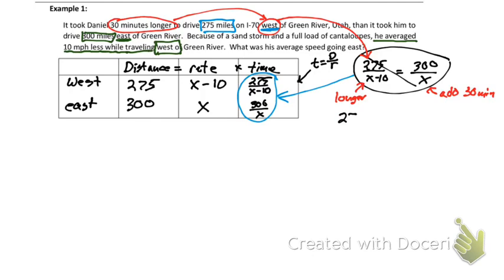So our end equation is going to be 275 divided by x minus 10 is going to equal 300 over x plus 1/2, because we want it to be in miles per hour.